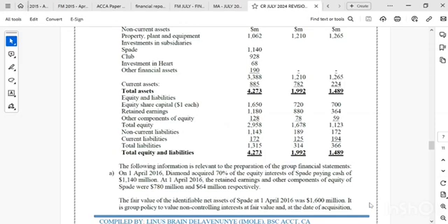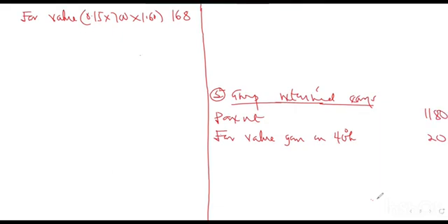The increment over there will be 20. So we have 428 in our books. They are now saying that the value is 448. It means that the value has increased by 20. So the 20 will be a gain for us. This is not the first time that we are doing this. We have done this like two times already, and you should be familiar with this.